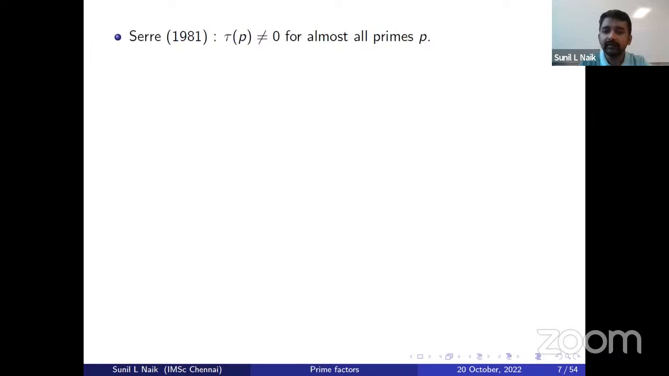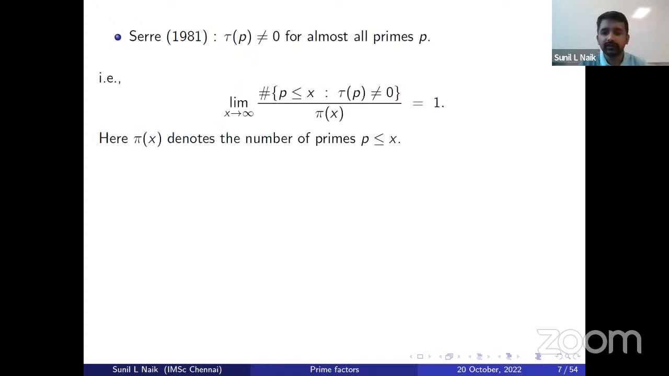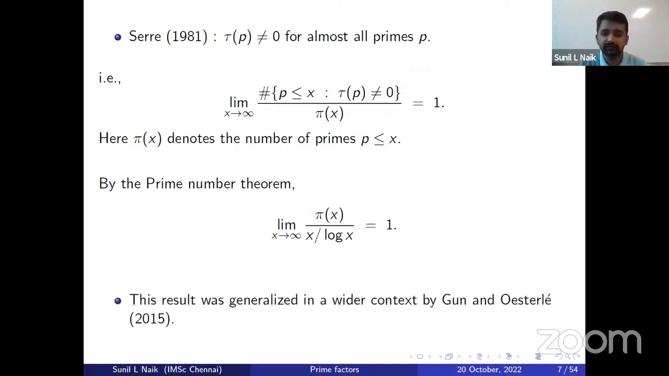In 1981, Serre proved that tau of p is not equal to 0 for almost all primes p. Almost all in the sense that the ratio of the primes less than or equal to x, for which tau of p is not equal to 0, to the number of primes up to x converges to 1 as x tends to infinity. And by the prime number theorem, we know that the number of primes up to x is asymptotic to x by log x. This result of Serre was generalized in a wider context by Gun and Oesterlé in 2015.